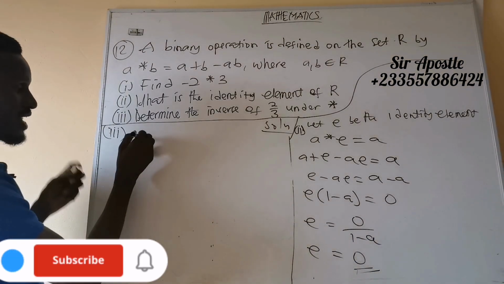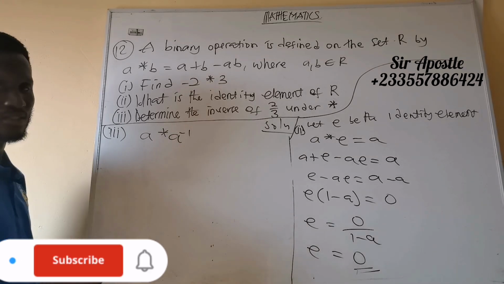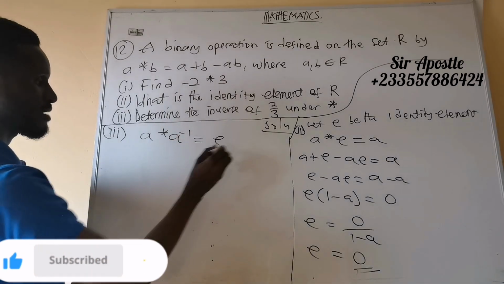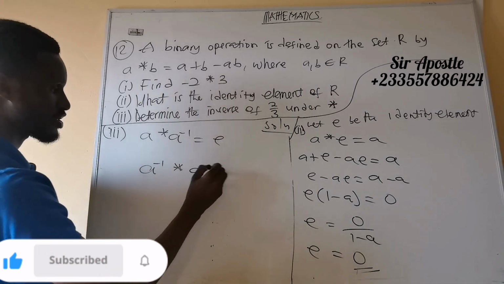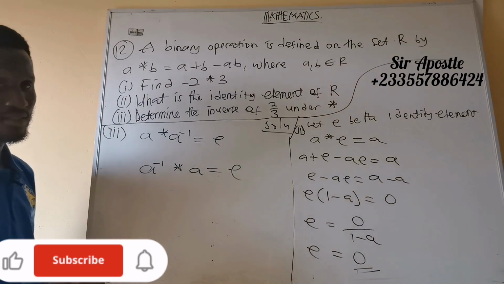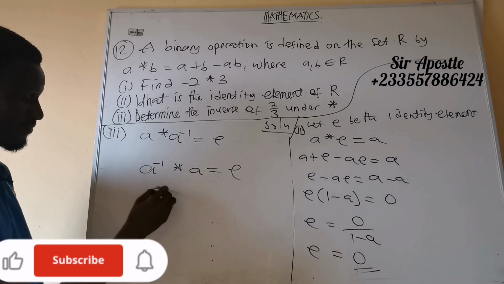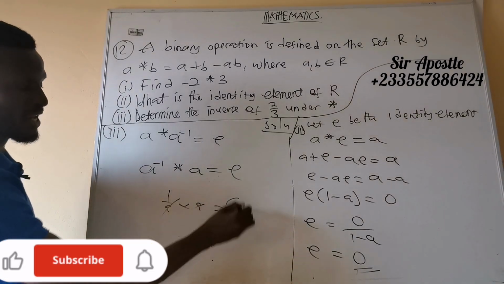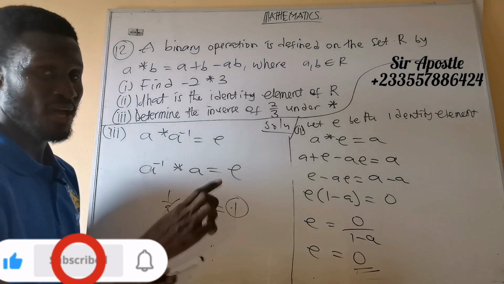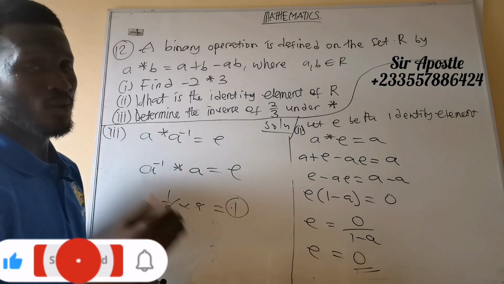Now, let me consider A operating on its inverse. It is supposed to give me my identity element. Because if it's multiplication, it will be 1 over A multiplied by A, which will give me 1. So 1 is the identity for multiplication. So anytime you multiply a number and its inverse, it is supposed to give us 1. And 1 is the identity.